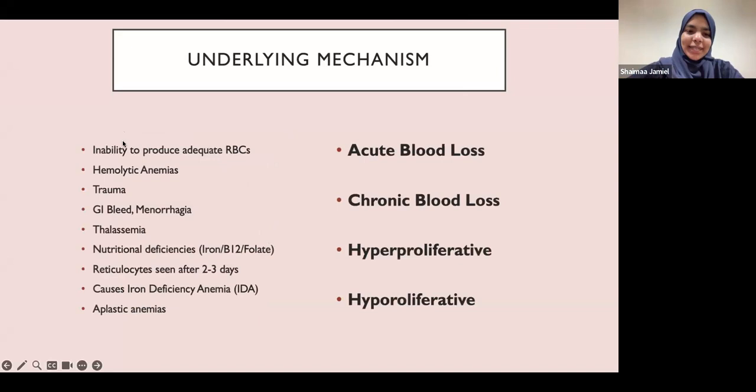So now we're going to match those with the things that they should be matched to. So inability to produce adequate RBCs, what is that? You can just write, for example, acute, chronic, hypo instead of the full thing. Inability to produce, hypo. Does everyone agree? Okay. Hemolytic anemias. Where do they fall into? Hyper. Does everyone agree? Okay. Yes. So hemolytic anemias, we said, because there's increased destruction of the RBCs, then we will try to compensate and have hyperproliferation. Okay.